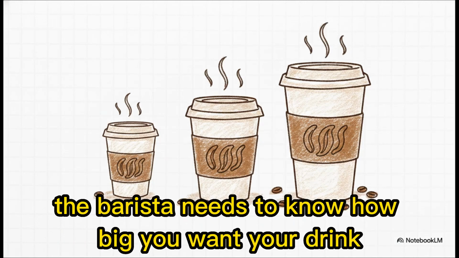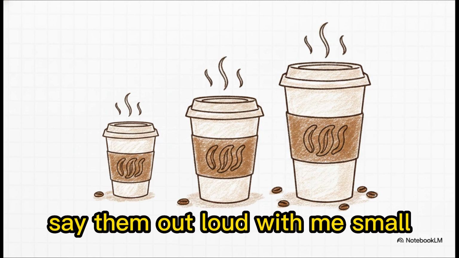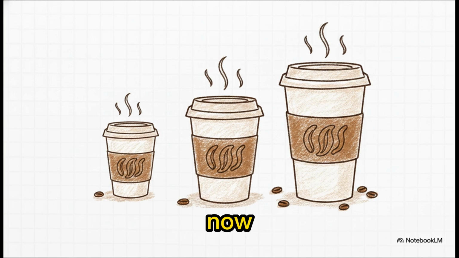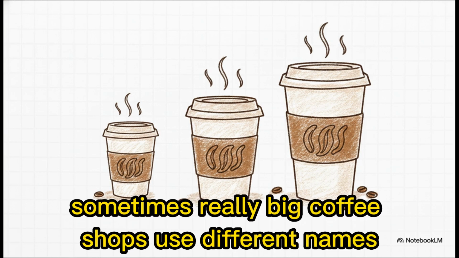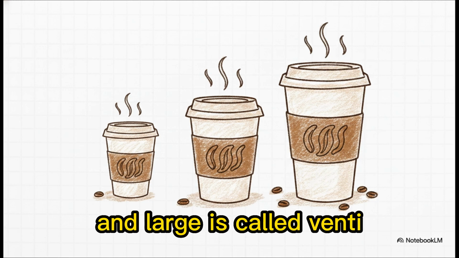Next, the barista needs to know how big you want your drink. The 3 basic words are small, medium, and large. Say them out loud with me. Small, medium, large. Now, sometimes really big coffee shops use different names. Small is called tall, medium is called grande, and large is called venti.